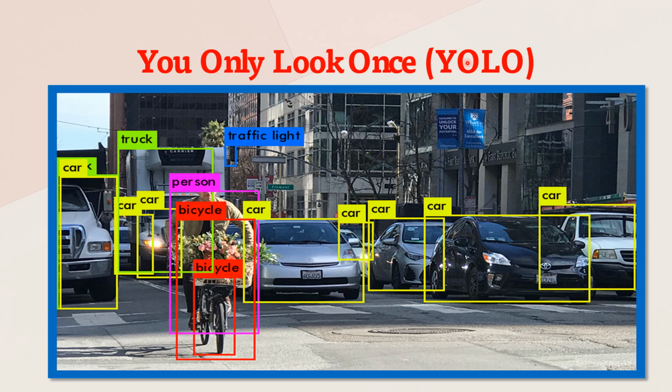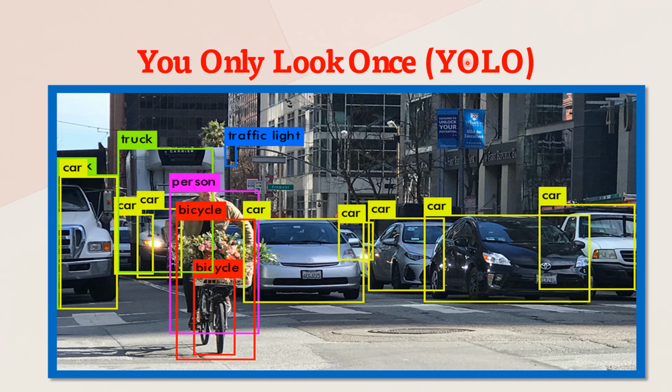So YOLO is a convolutional neural network architecture which is designed to detect objects in images or videos, and it stands out from other object detection algorithms because of its speed and accuracy. It has basically two key optimizations.